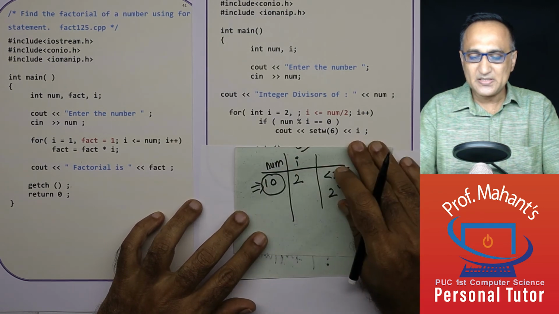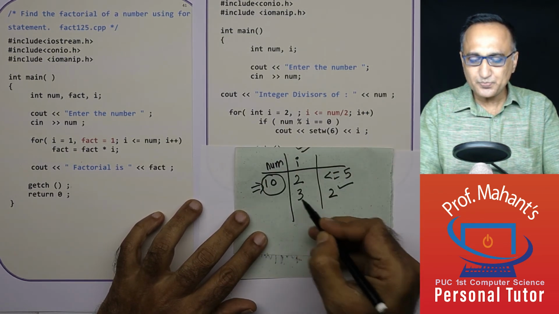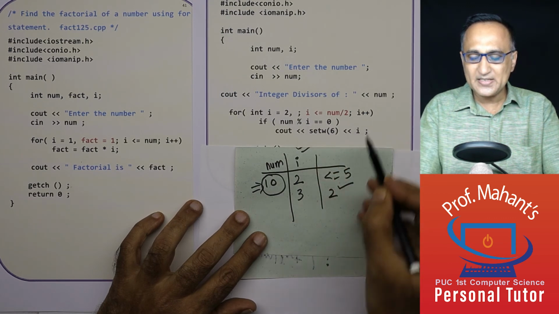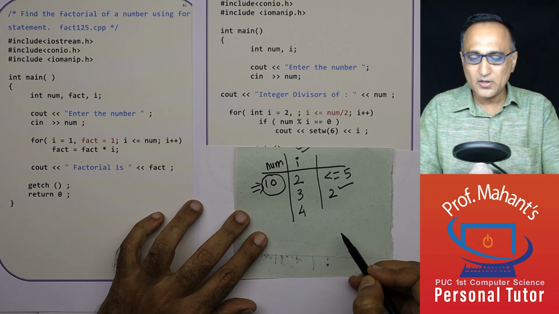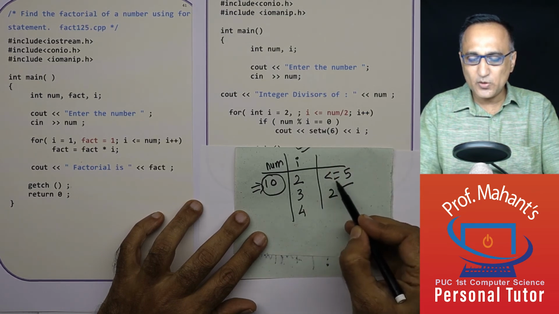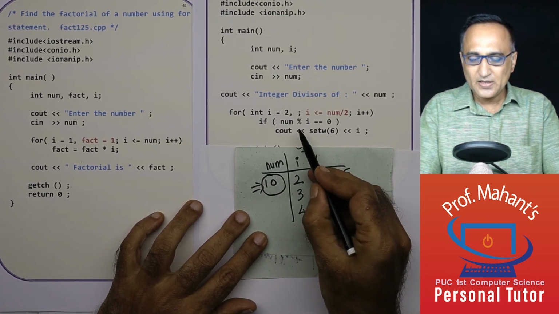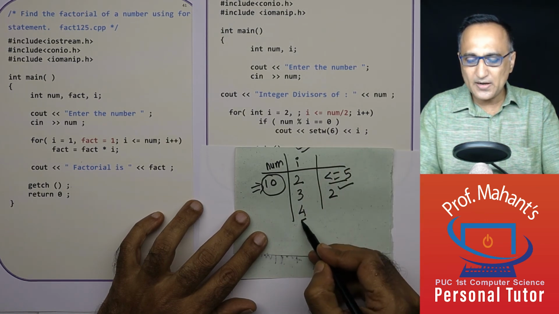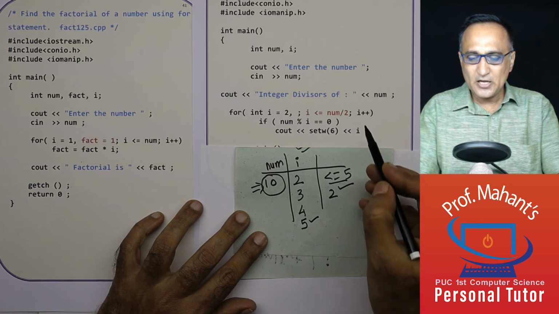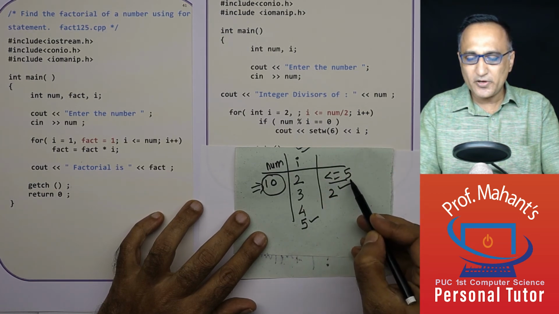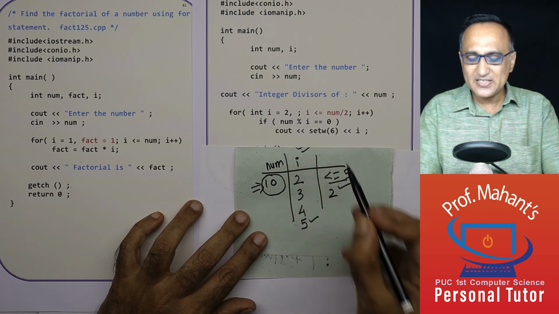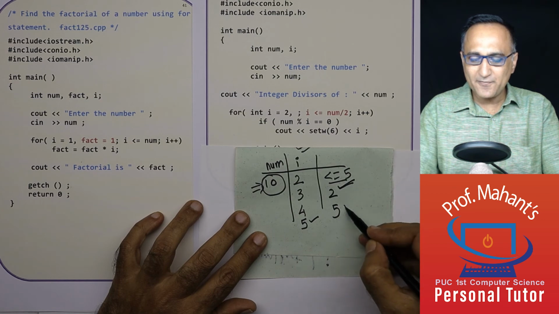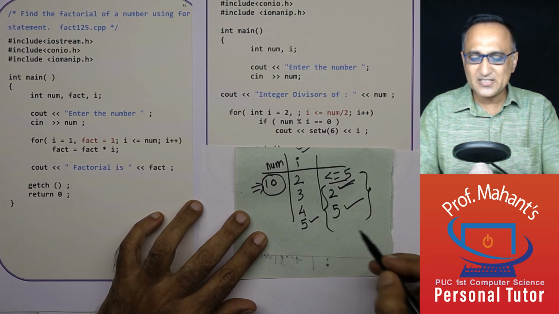Now next step, I is increased by 1. 10 divided by 3, is the remainder 0? No. So I'll increase I by 1 again. I becomes 4. 4 is still less than or equal to 5, so we are okay. 10 mod 4, the remainder is 2. So this is false. I is increased by 1. I becomes 5. Now 5 is still equal to 5, so we are okay. 10 divided by 5, the remainder is 0. So the next factor is going to be 5. So 2 and 5 are the only integer divisors of 10.